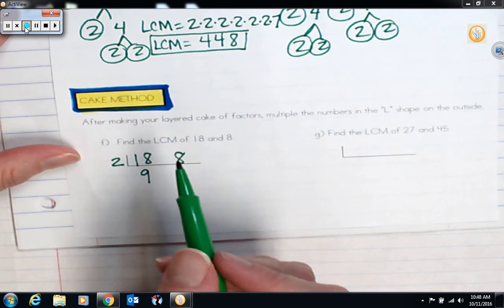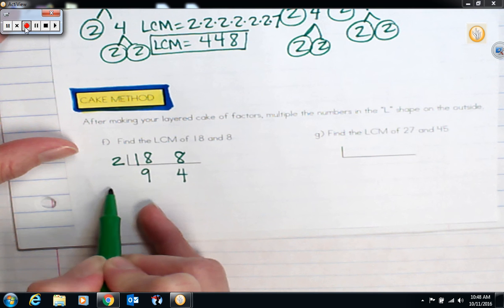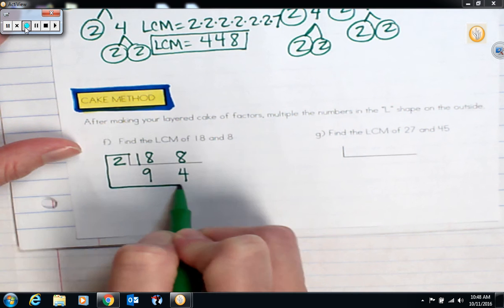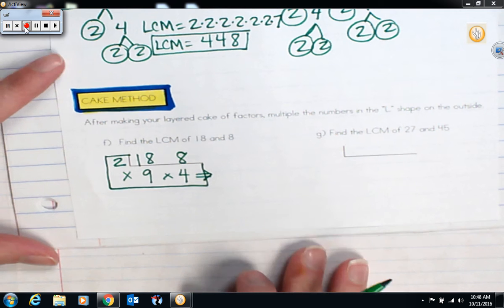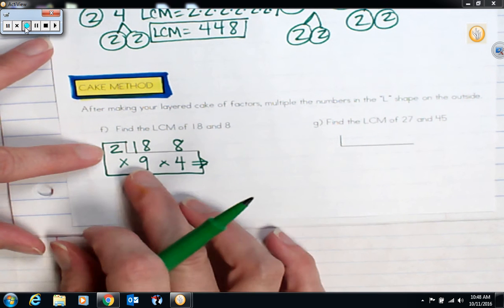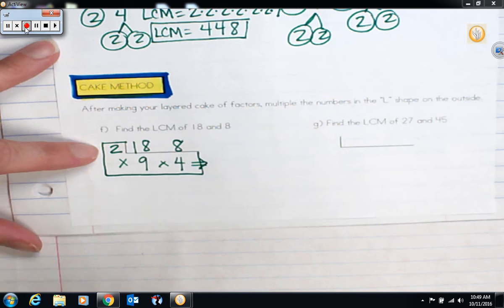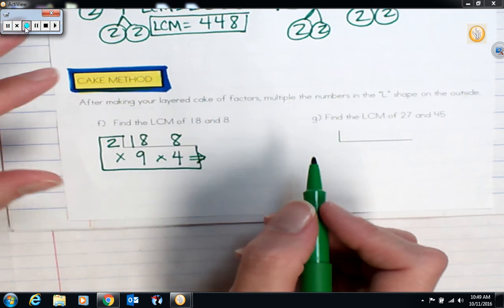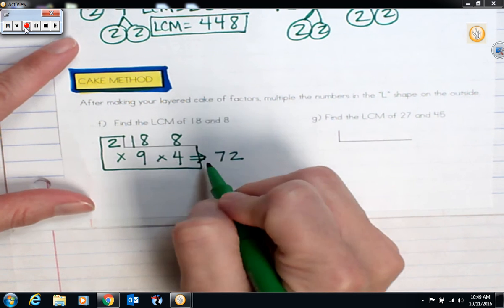To find the greatest common factor, which we did last week, we would draw our G right here and multiply what's inside the G. This time, we're going to turn this cake layer into an L and multiply what's inside my L. So 2 times 9 is 18. And 18 times 4 is 72. So then 72 would be my LCM.